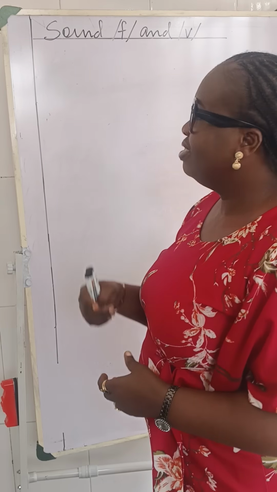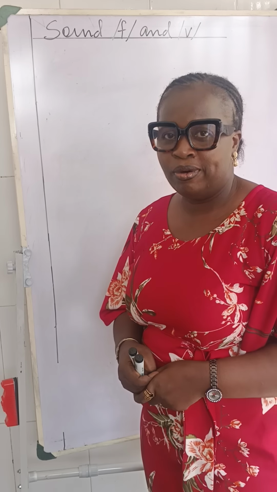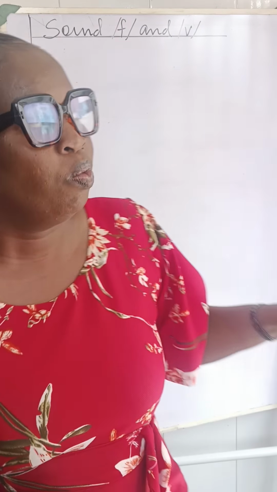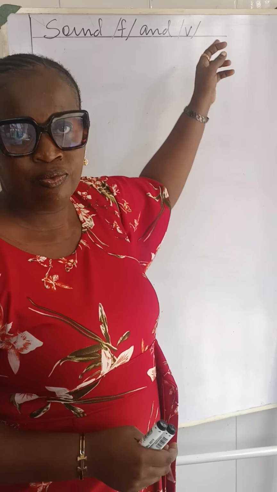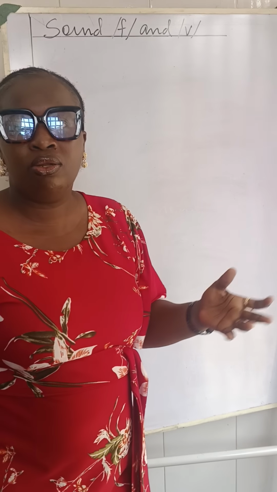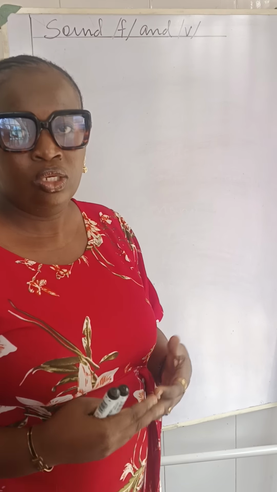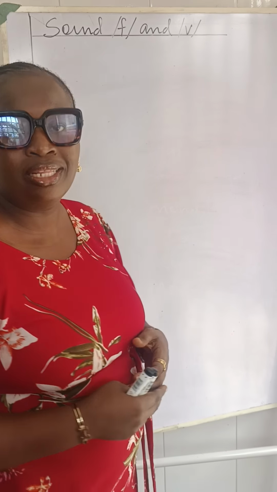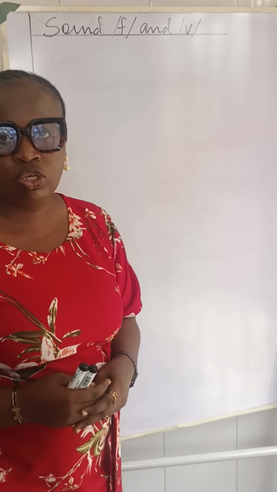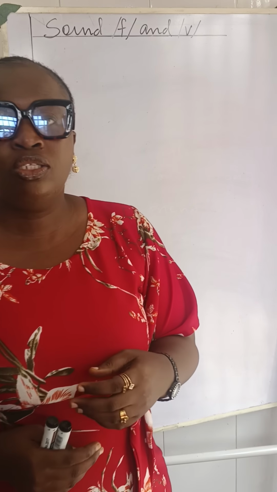We'll be looking at these two sounds on the board, and these two sounds are consonant sounds. We have f and v, right? These two consonant sounds are very easy to pronounce and also to identify in words. Now, how do you pronounce your f?